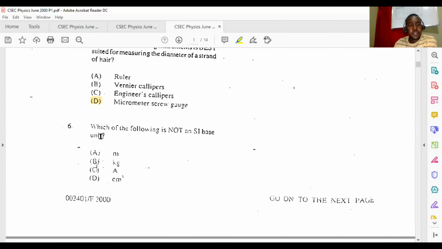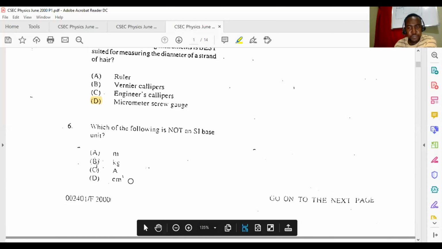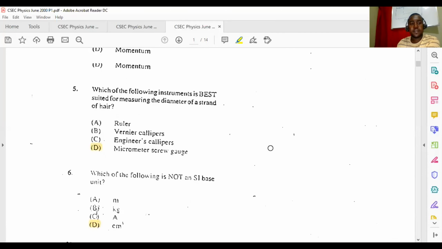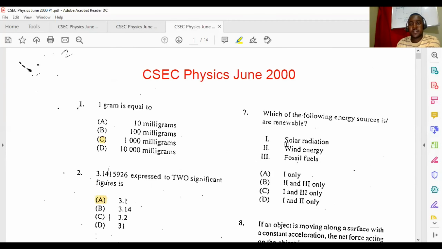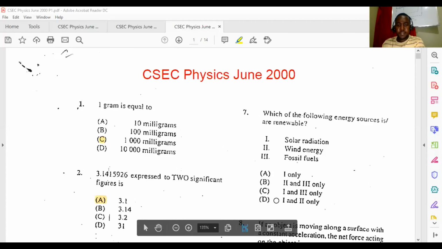Right? So 6, which of the following is not an SI base unit? So it's meters, kilograms, ampere, centimeter cube. Centimeter cube, great. All right. Which of the following energy sources is or are renewable? Solar radiation, wind energy, fossil fuels. So renewable means that it is replenished. D, which is 1 and 2, great.